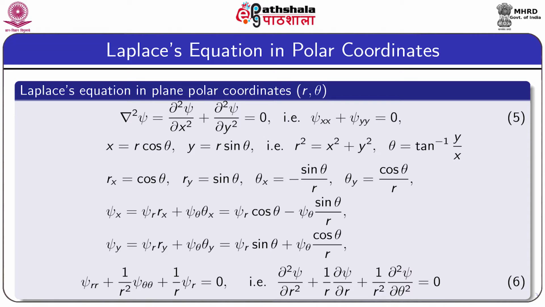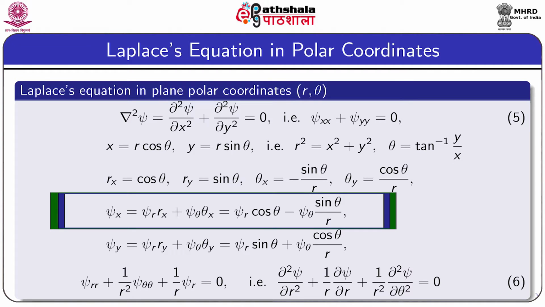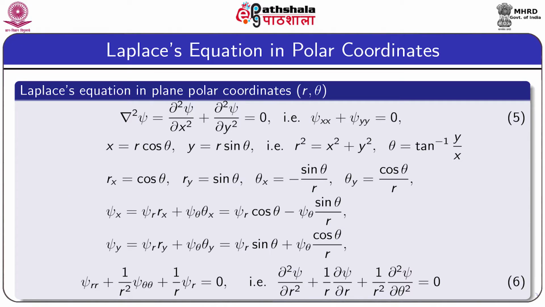The Laplace equation in Cartesian coordinates is written in equation number 5, psi xx plus psi yy equals 0. Now, to write that equation in terms of r and theta, we have to compute psi x. So, psi x equals psi r r x plus psi theta theta x. Here we have used chain rule. So, that equals psi r into the value of r x, which is cos theta, minus psi theta into sin theta by r. Here we have put the value of theta x as minus sin theta by r.